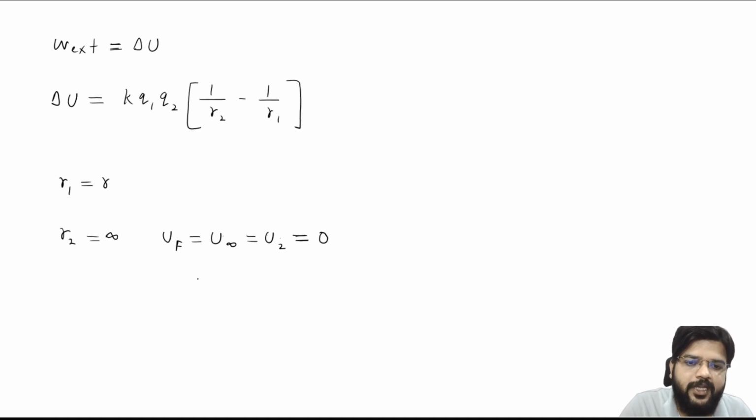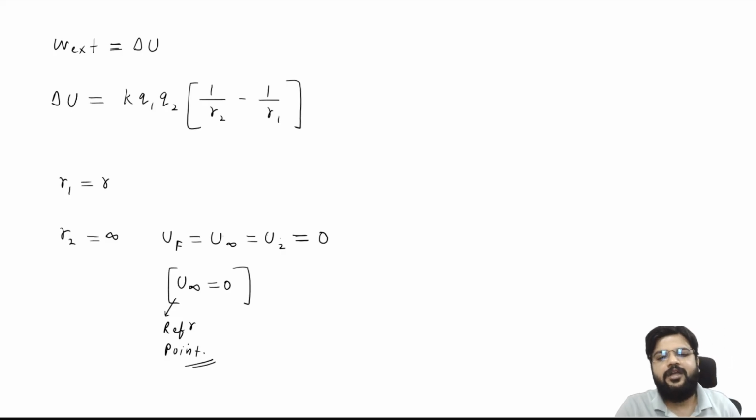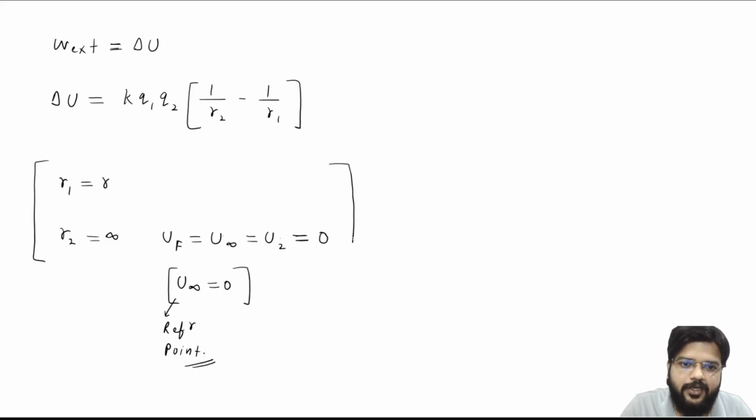So remember one thing, everyone: U infinite we are considering zero here, means the potential energy at infinite position we are considering zero, and this is our reference point. So the potential energy at infinite we are considering as a reference point, everyone. So at an infinite position potential energy is zero, and this is our reference point also. So this condition I am putting in this equation. Now let's see what we will get.